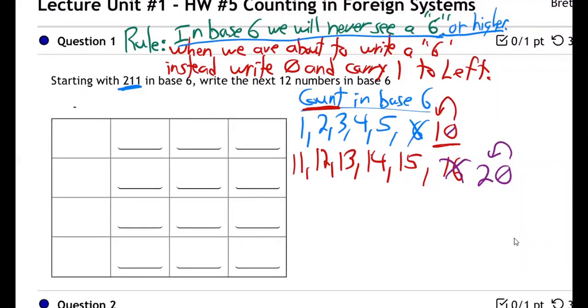Questions I can answer to that point. How are we doing? I'm seeing a chat question. Yeah, how did you get 10? It's a great question. Hopefully I'm answering that a bit. Is this making sense? Anytime you just count like normal, 11, 12, 13, just go up by 1 every time. But then when you get to 6, instead write 0 and carry to the next spot.